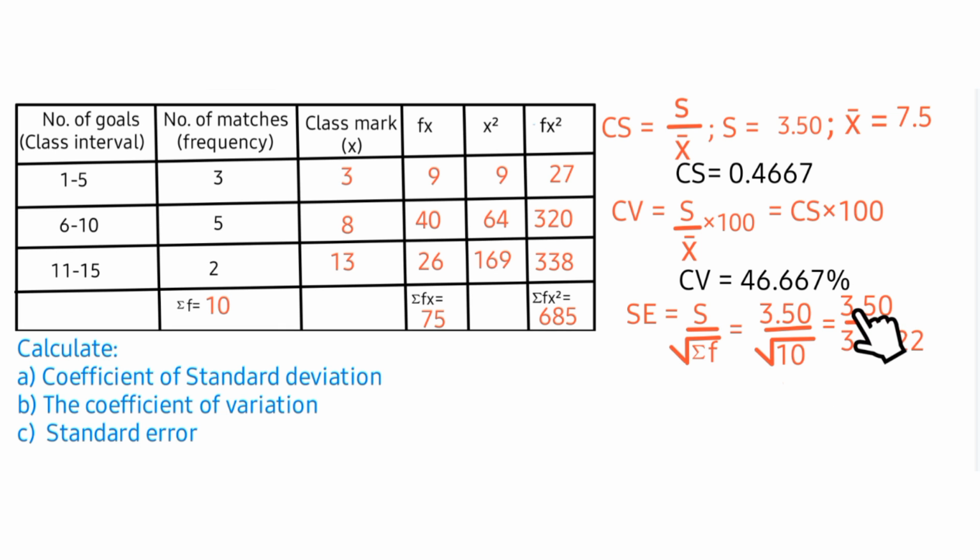And so 3.50 divided by 3.1622 gives this. So we succeeded in answering all the questions by calculating the coefficient of standard deviation, coefficient of variation, and the standard error.